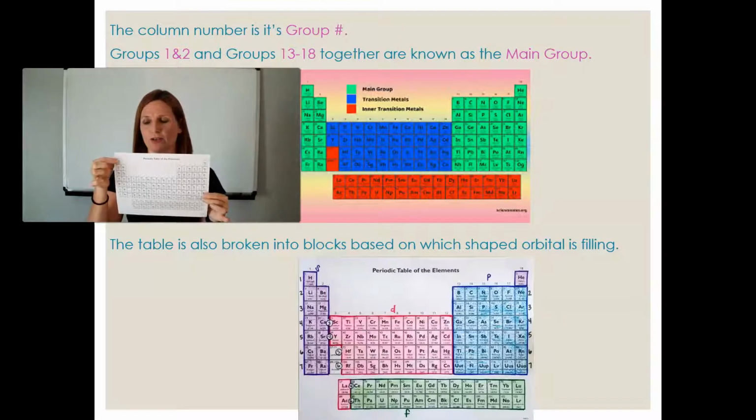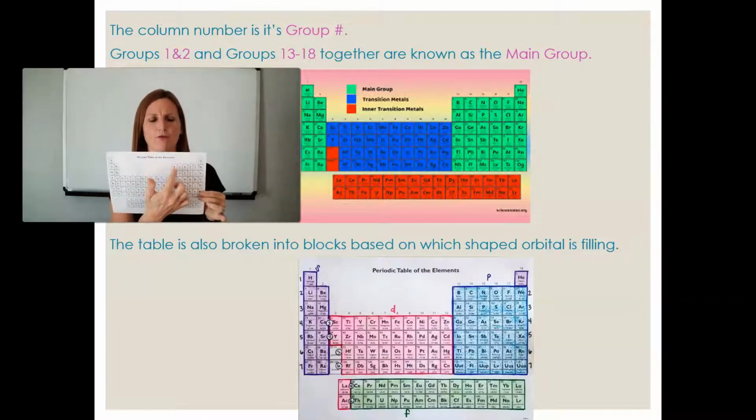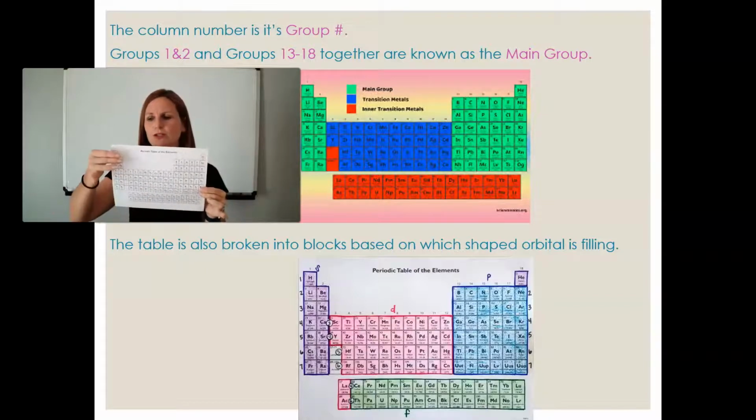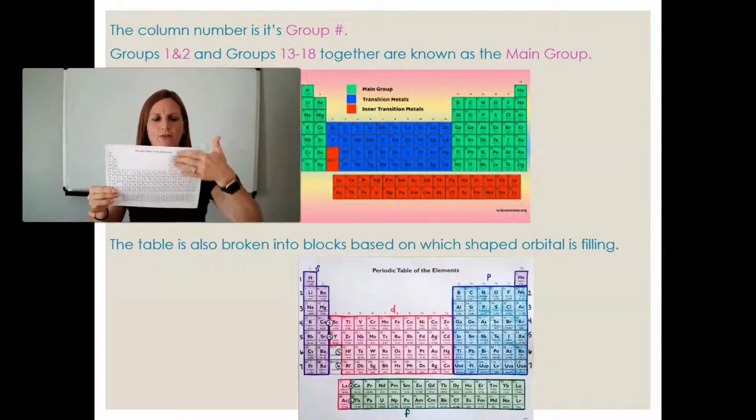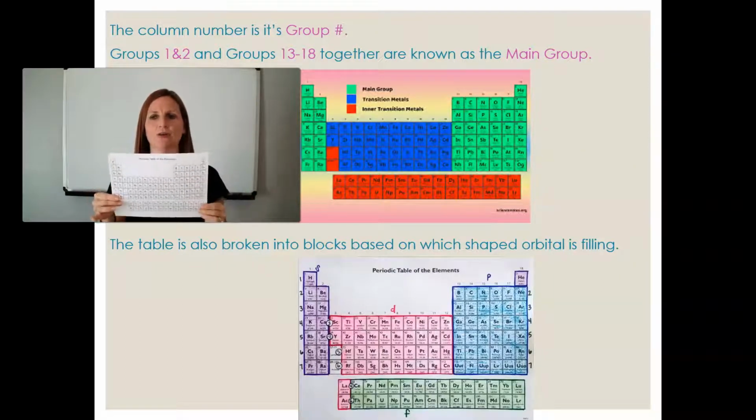If we start with hydrogen over here, and then beryllium, that's 2, and then scandium through zinc is 3 through 12, and then we jump back up for boron is 13, and then through to helium is 18. So we have all of these different groups. So groups 1 and 2 and 13 through 18 together are known as the main groups.